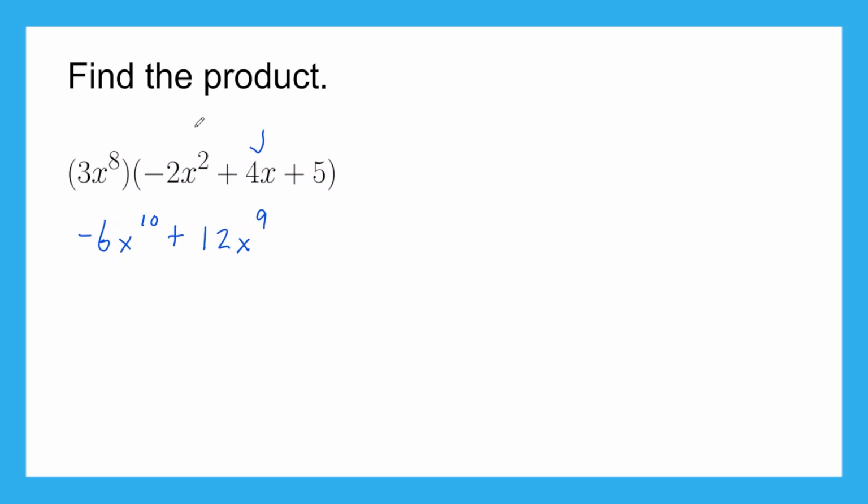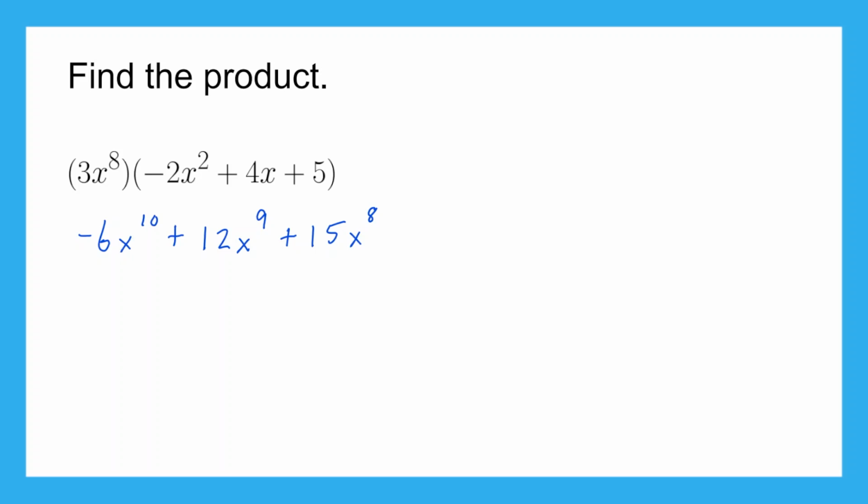And lastly, we now need to do 3x to the 8th times 5. So 5 is like saying, just like we did in the first example with the constant, 5 times x to the power of 0, or 5 times 1. So eventually we're going to do 8 plus 0 is still just going to be 8. But before that, we need to do 3 times 5 is 15, right? So just like we have a plus here, we're going to bring that down. We're going to say plus 15. And then x to the 8th times x to the 0 is still just going to be x to the 8th, x to the power of 8.